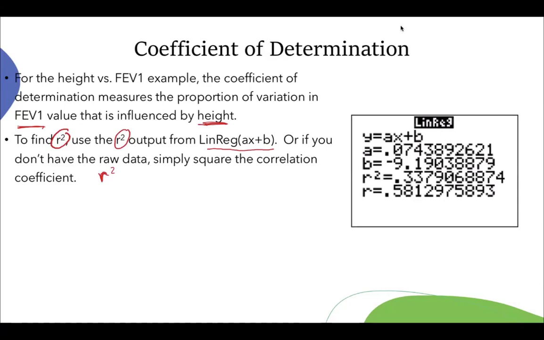Okay, so in our output on LinReg ax plus b, R squared is this line right here. We're going to take it to two decimal places. Here it would be 0.34 because we're going to round up since that 7 is 5 or greater. Sorry, we're going to take 4 decimal places. Let's take 0.3379. And then we're going to multiply by 100, and that's going to give us a percentage of 33.79%.